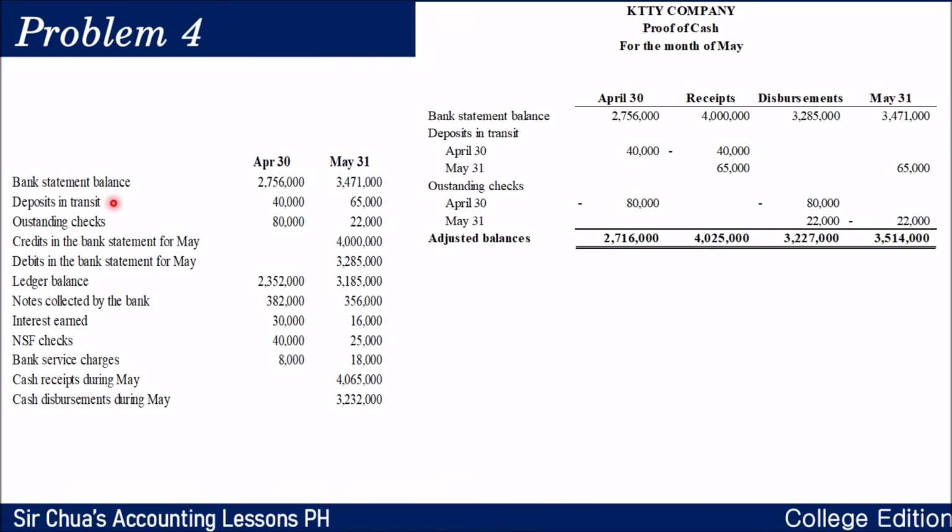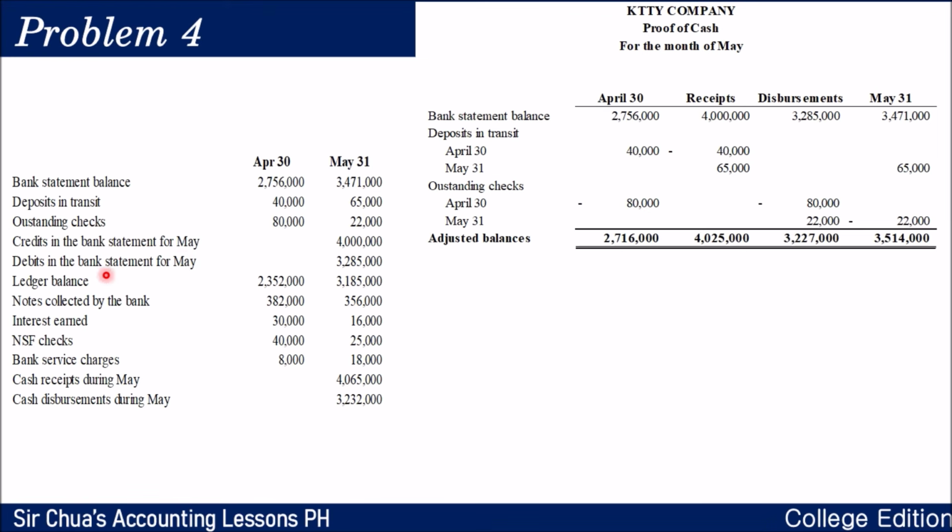The deposit in transit for April 30 is 40,000. However, yung 40,000 na yan ay April deposit, hindi May. So, hindi siya receipt ng May. Pa-minus ang effect niya. Okay? Dun tayo sa May. Deposit in transit for May 31 is 65,000. And it is certainly a cash receipt for May on the side of the bank. So, ang gagawin po natin is ito. Positive. Okay?